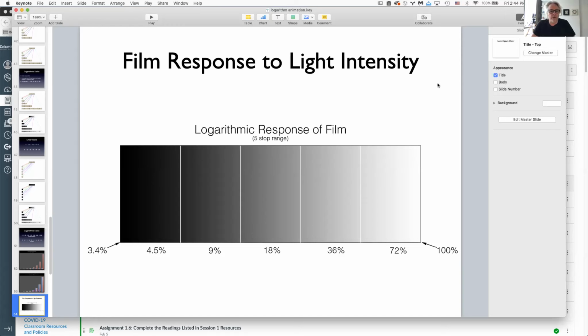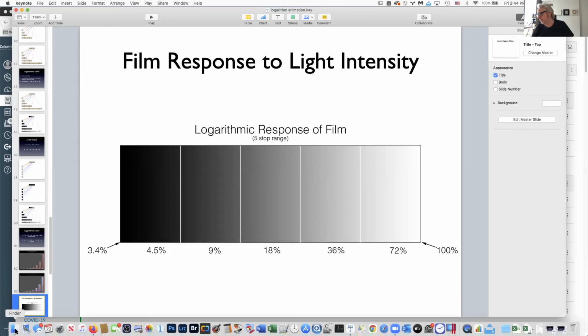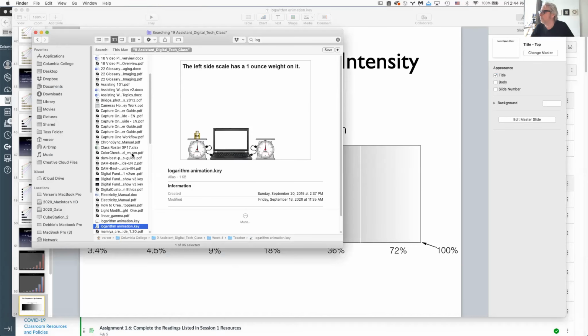So here's how it works. I'm going to jump out really quickly. I've got to find another image that I want to show you really fast. So hang on just one second.